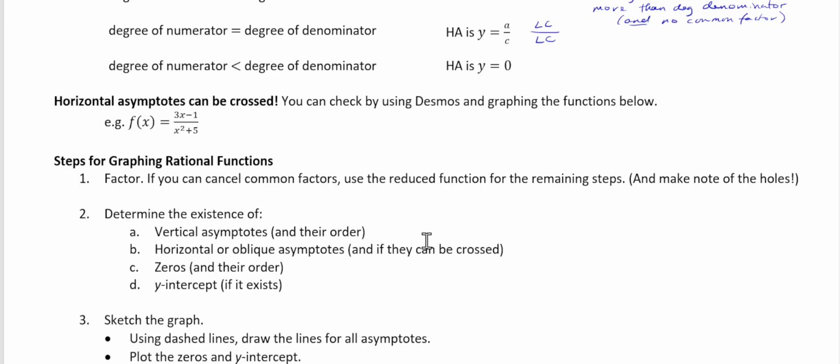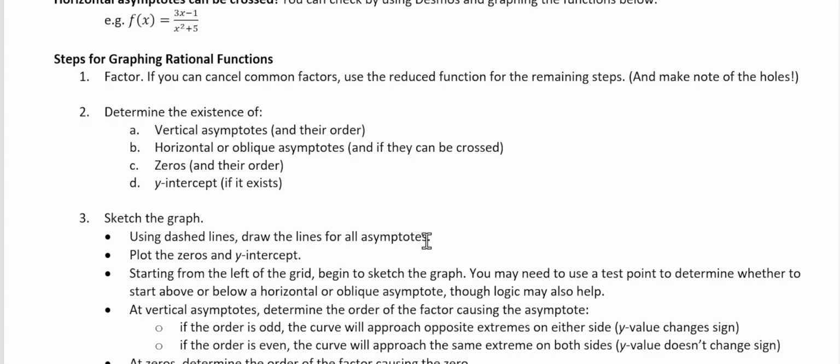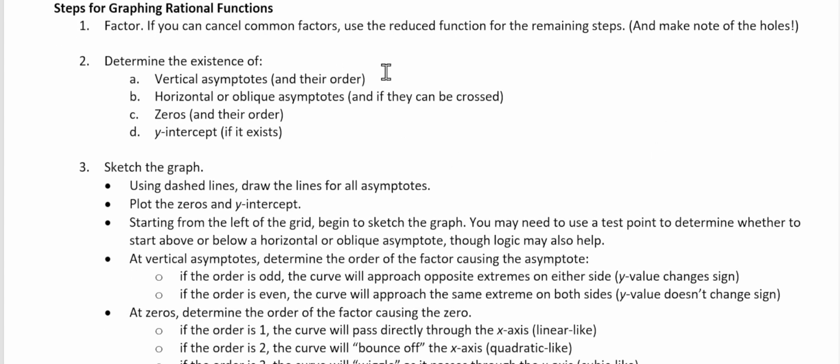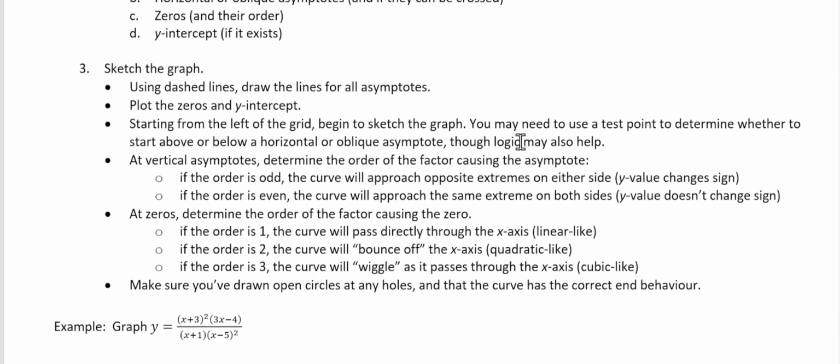Steps for graphing rational functions. The first thing you're going to want to do is factor. If you cancel common factors, use the reduced function for the remaining steps and make note of the holes. If you have a common factor in the numerator and denominator, then you're going to have a hole. Determine the existence of vertical asymptotes and their order, so is it going to be opposite extreme or same extreme behavior. Then horizontal and oblique asymptotes, which sometimes can be crossed. Zeros and their orders: is it going to pass linearly through a zero, or quadratically, and so on and so forth. And the y-intercept if it exists.